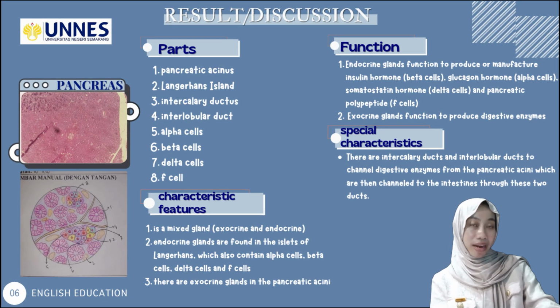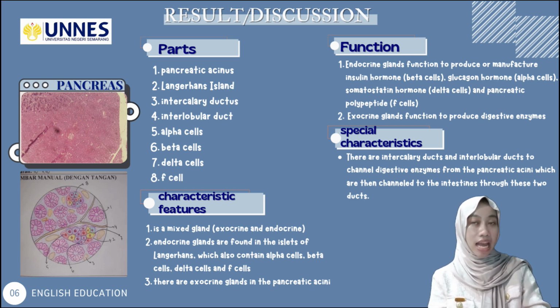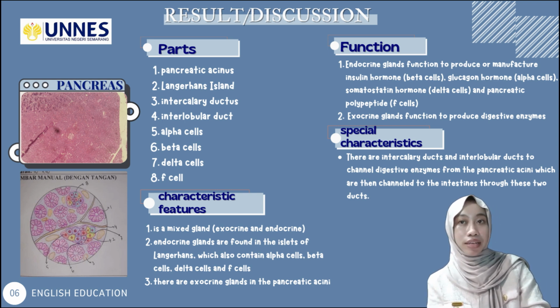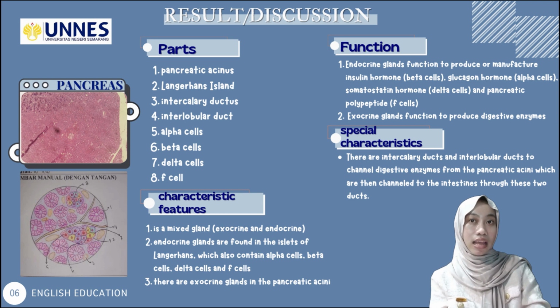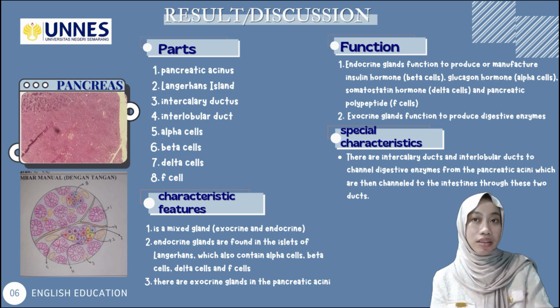Number 2 is pancreas. Parts of pancreas are pancreatic acinus, islet of Langerhans, intercalary ductus, interlobular ductus, alpha cell, beta cell, delta cell, and F cell. Characteristic feature of pancreas is mixed glands, endocrine and exocrine. Endocrine glands are found in the islet of Langerhans, which also contains alpha cell, beta cell, delta cell, and F cell. There are exocrine glands in the pancreatic acinus.